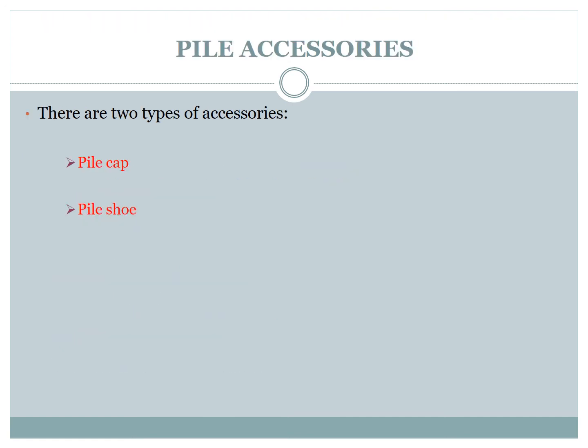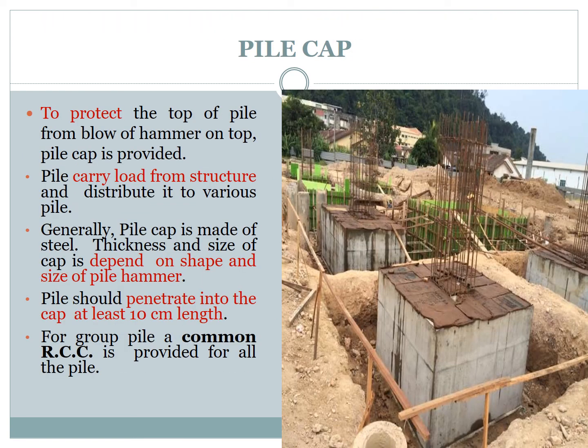Pile cap and pile shoe. So, what is a pile cap? To protect the top of the pile from blows of a heavy hammer, a pile cap is provided. The pile cap carries the load from the structure and distributes it to the various piles. Generally the pile cap is made of steel or cement concrete, and the thickness and the size of the cap depend upon the shape and size of the pile.